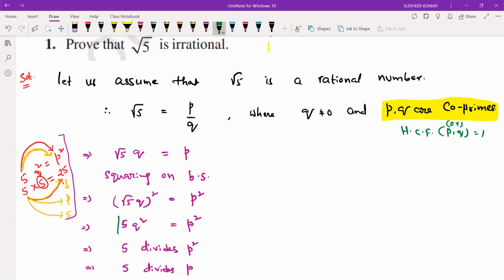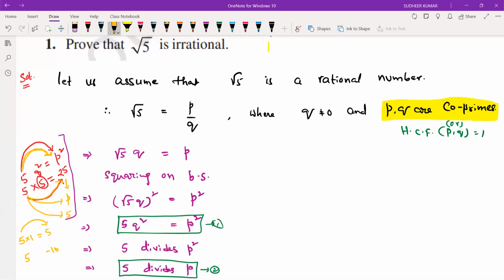Now take this as equation 1 and take the other one as equation 2. When 5 divides 5, how do we write this? Can we write this as 5 ones are 5? Yes. So suppose 5 divides 5, we write it as 5 ones are 5. Suppose 5 divides 10, how can we express it?